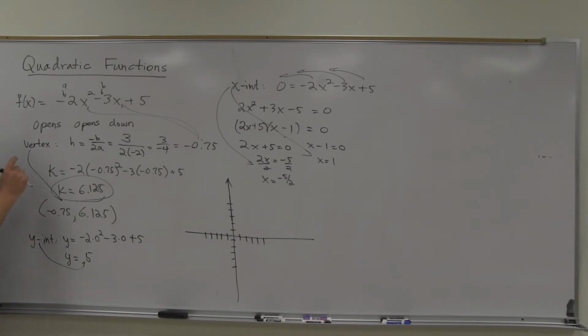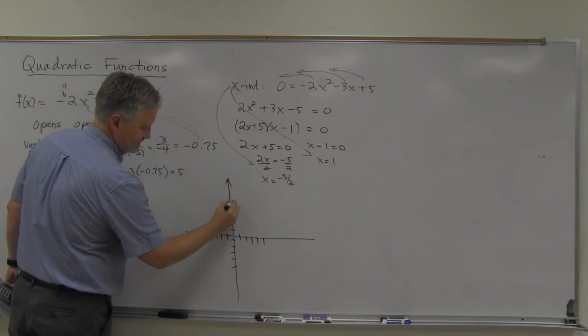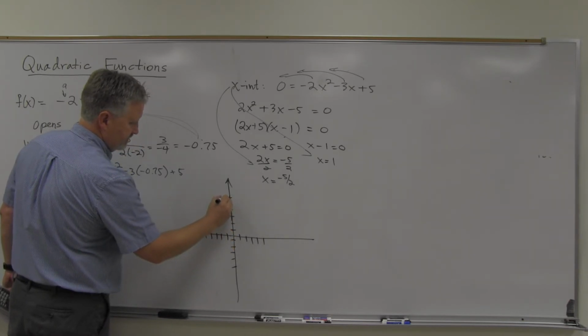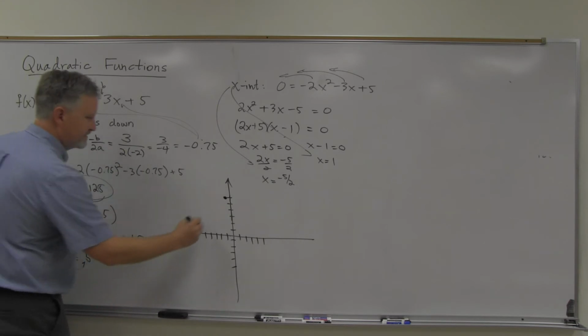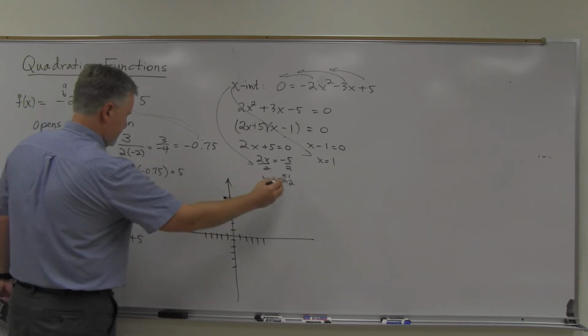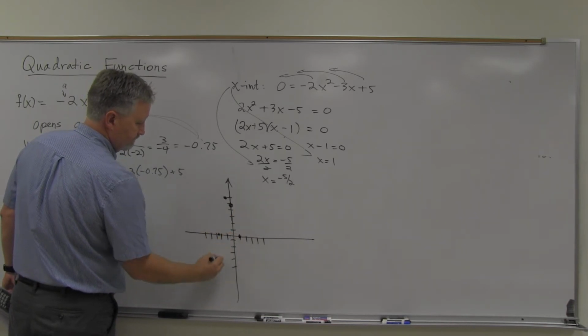All right, so the vertex is negative 0.75, 6.125. So it's up here, which makes it a whole lot better with my y-intercept being 5, and my x-intercepts being negative 5/2 and 1. There you go.